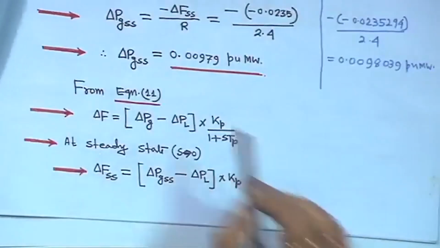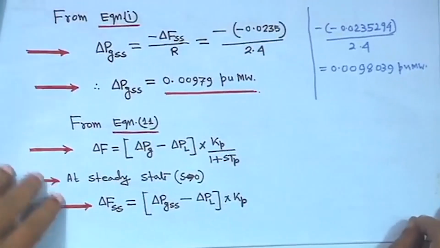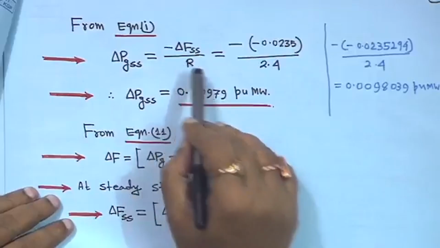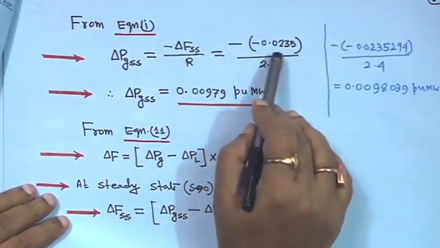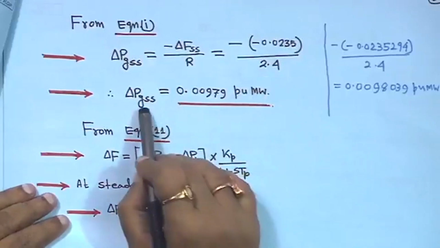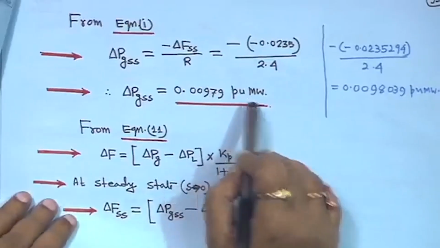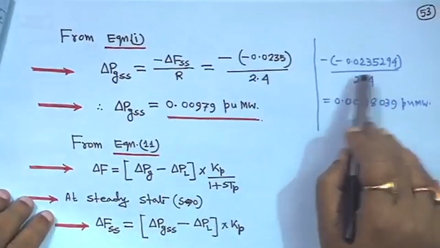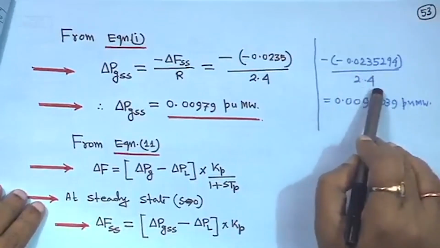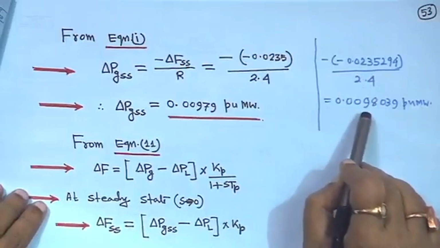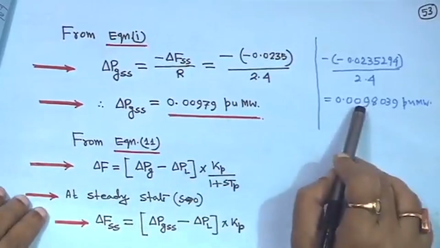Now, we know delta PGSS is equal to minus delta FSS upon R. This is from equation 1. So, minus, and delta FSS is minus, so minus of minus 0.0235 upon 2.4. So, delta PGSS will come 0.00979 per unit megawatt, and if you take up to 7 decimal places, minus of minus 0.0235294 upon 2.4, it actually comes to 0.0098039 per unit megawatt. Almost the same, but I have taken this one.